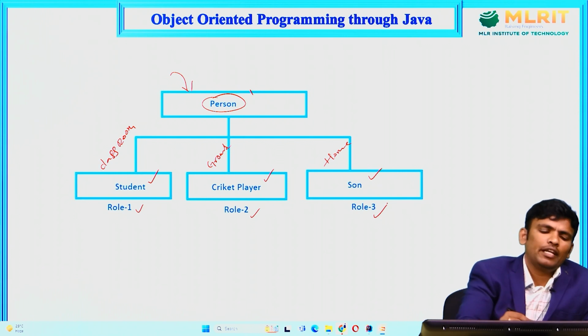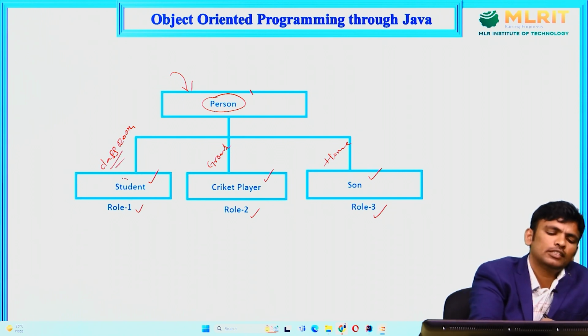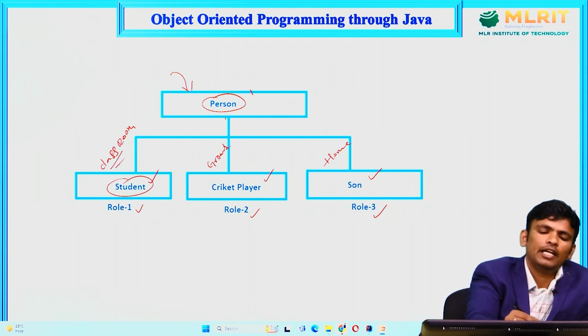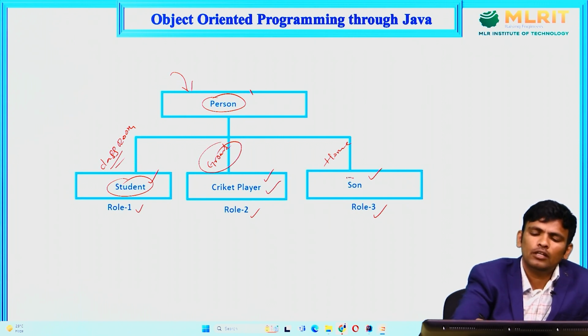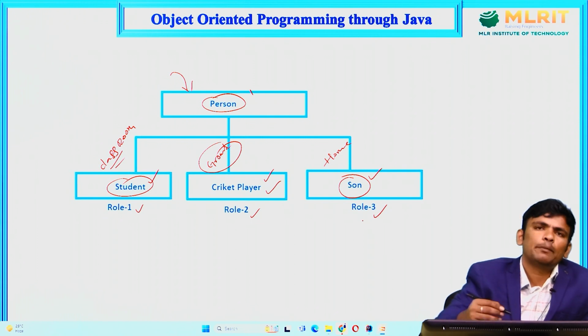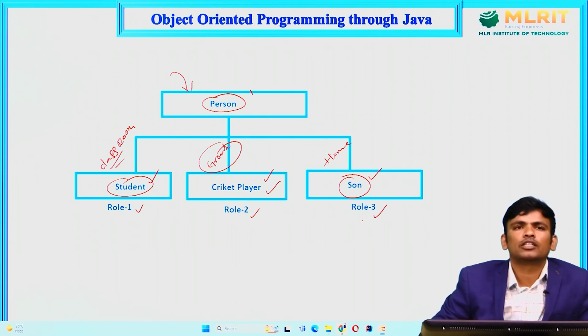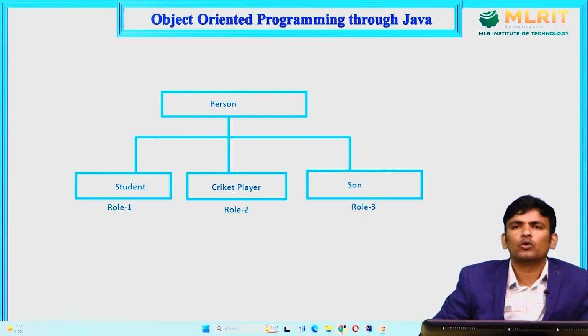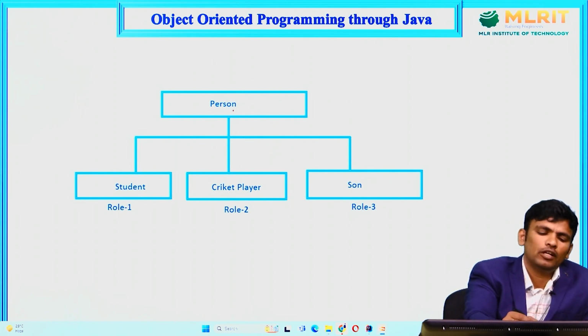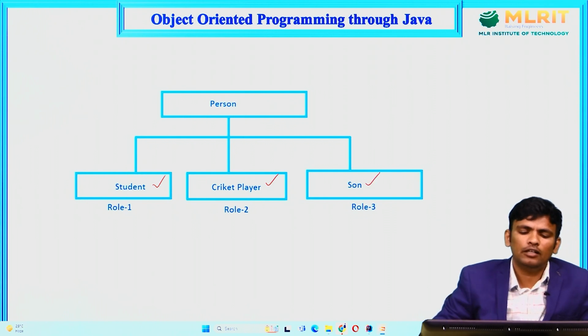When he enters into the classroom, his role is a student, and when he enters into the cricket ground, his role is a cricket player, and when he enters into the home, his role is a son. So, depending on the situation, the person's roles change accordingly. Here, the definition of polymorphism, the ability to show more than one form, applies. A person is one and is playing different roles according to the situation.